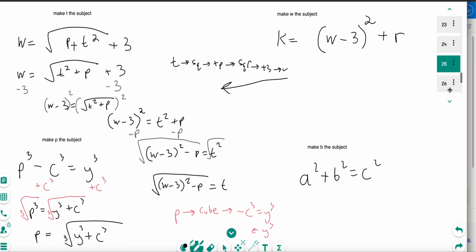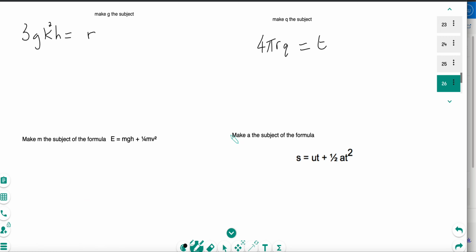You can do those two by yourself. Here, make g the subject. So 3gk squared h equals r. So let's think about this one. 3 is being multiplied by g, which is being multiplied by k squared, which is being multiplied by h. And I want to make g the subject.